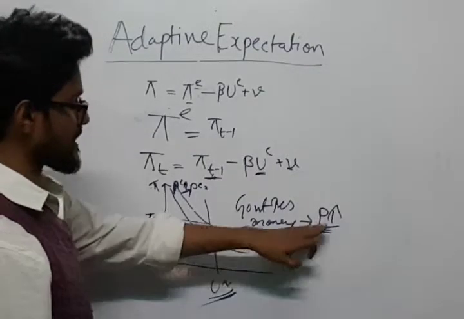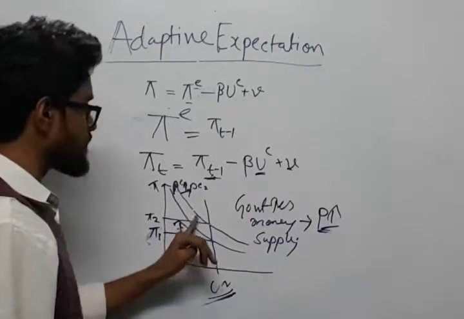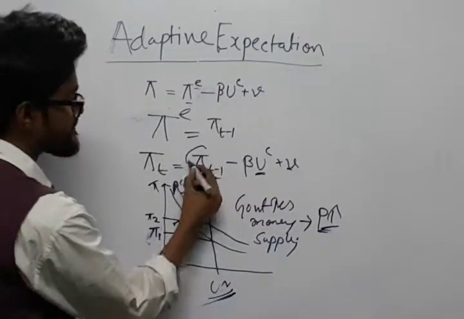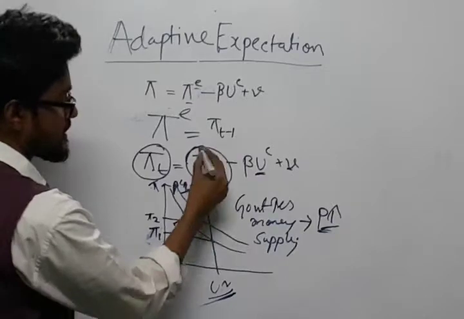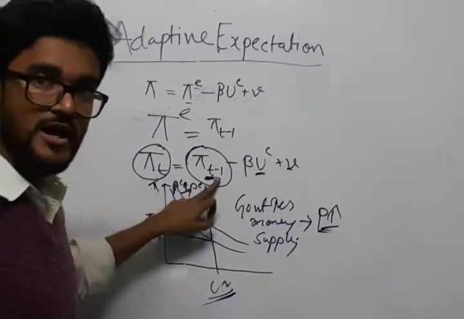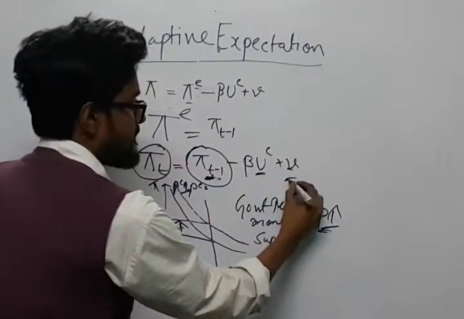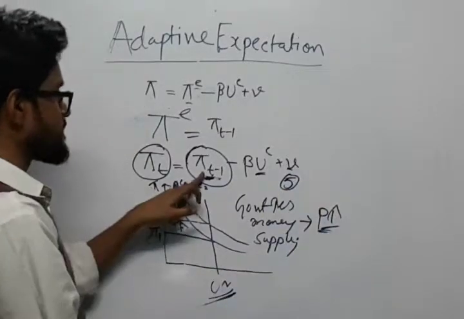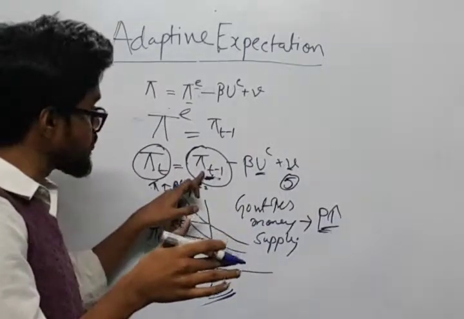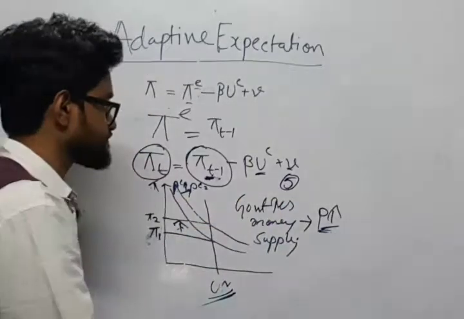Now, as price level has increased, the Phillips curve is expected to move rightward, given the fact that people form their expectation from the previous year's inflation. Now, if previous year's inflation is, let's say 5, people will expect that this year the expected inflation would be equal to the previous year's inflation. This is why we call it inflation inertia.